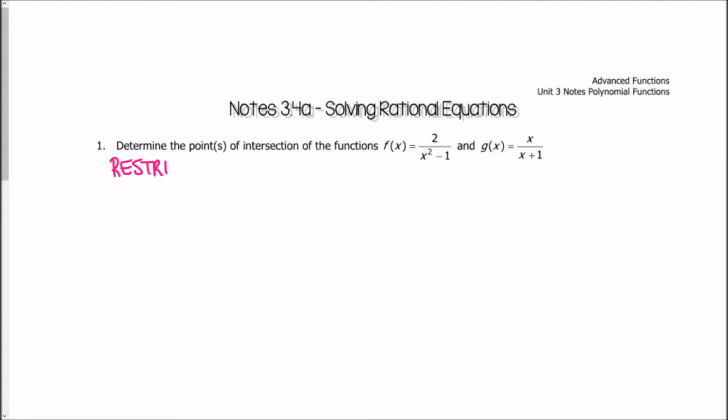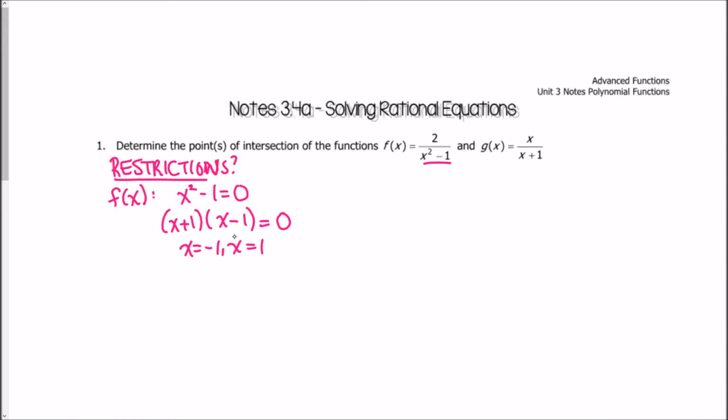What are my restrictions? And the restrictions will happen when we have 0 in the denominator. So for f of x, to find my restrictions, I'm going to set the denominator, which is x squared minus 1, equal to 0. And then I'm going to solve it by factoring. This is a difference of perfect squares. So right here I end up getting x equals -1 and x equals +1 for x in order to get 0 in our denominator. So one restriction that we have is x cannot be -1, and then the other restriction that we have is x cannot be 1.